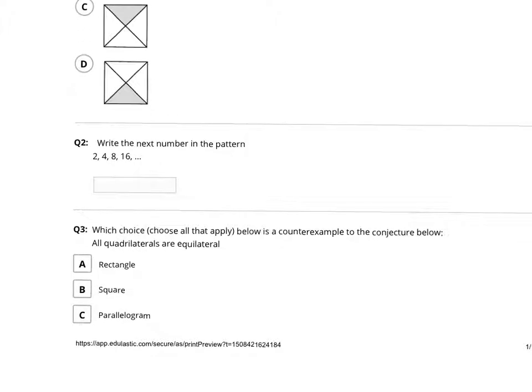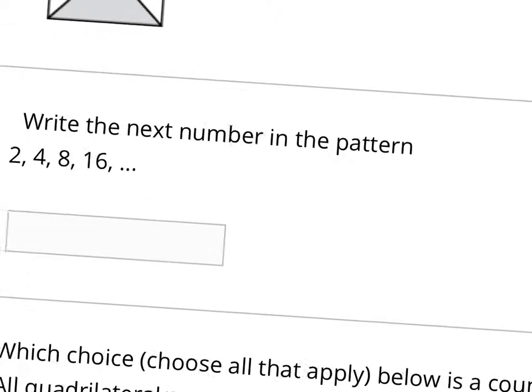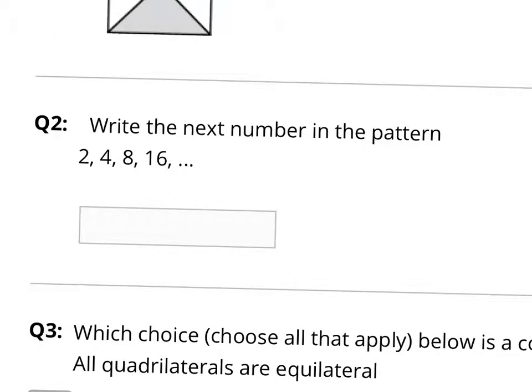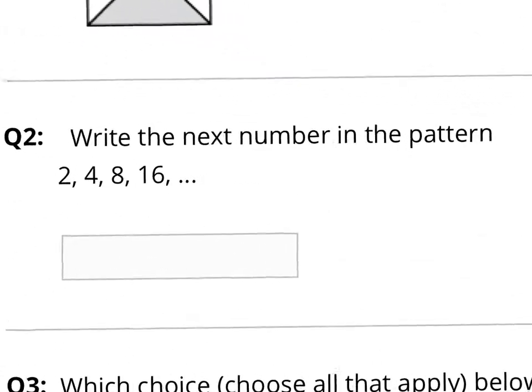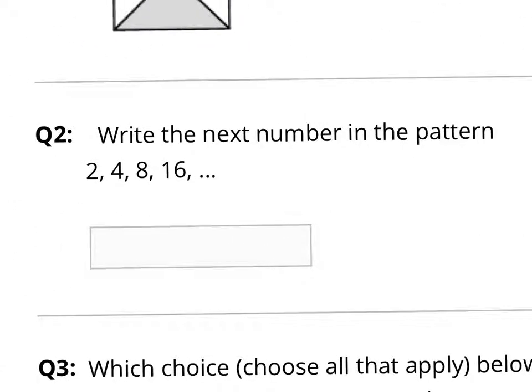Question number 2 asks what's the next number in the pattern. So let's zoom in here a little bit. Whoa. Okay, I got it under control now. So what's the next number in the pattern?